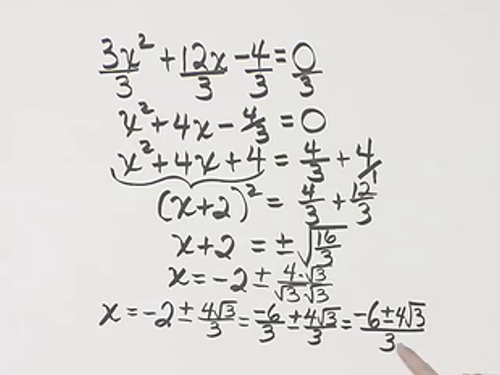There are two solutions there, negative 6 plus 4 square root of 3 all over 3, and negative 6 minus 4 square root of 3 all over 3. You can factor a common factor of 2 out here, but it will not help us simplify any, so I'll leave it like that.